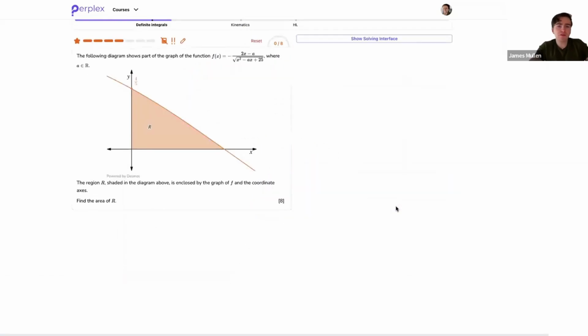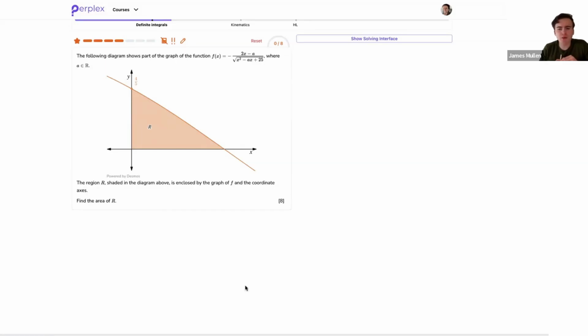I'm going to give you 2 minutes to get a head start over me, and then we're going to continue. So I have in a diagram the function f of x is equal to negative (2x minus a) divided by the square root of x squared minus ax plus 25, and a is some unknown. And this area looks almost like a triangle, but it's not exactly a triangle, unfortunately. Otherwise, our life would be a lot easier.